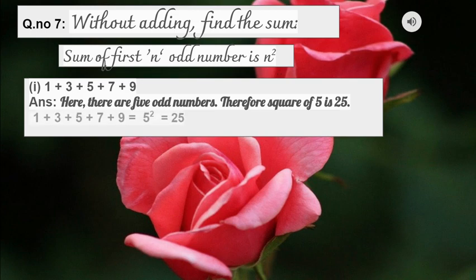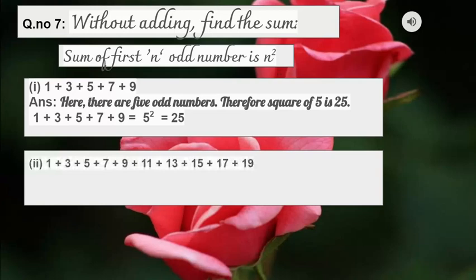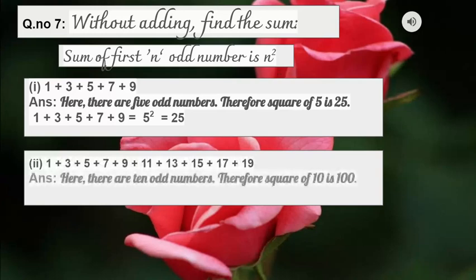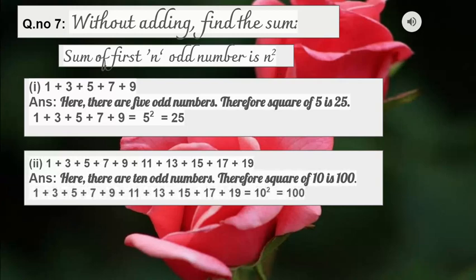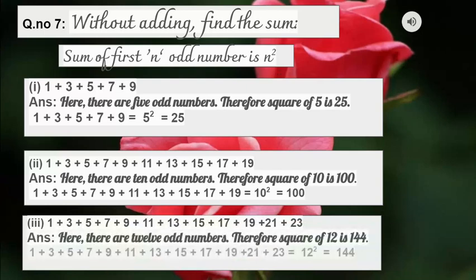Clear? The same way, next number. First count the odd numbers. How many numbers are there? 10 odd numbers are there, isn't it? So the answer is 10 square, that is equal to 100. Same way, third one. How many numbers are there? 12 numbers are there. So the answer is 12 square, equal to 144.